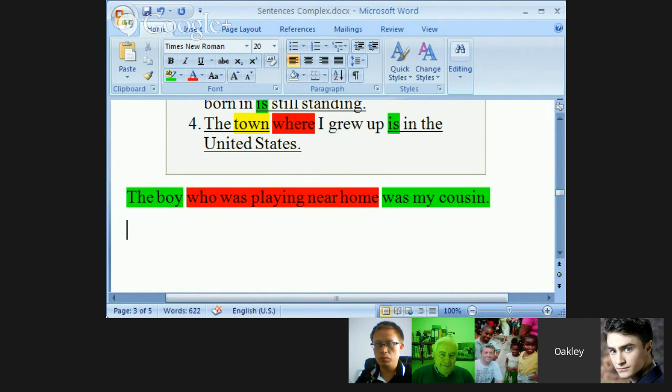Teacher, a question. In this sentence, now it's possible to say the boy who was playing near home is my cousin, because it seems that right now it's not his cousin. Yes, I know the tense. The sentence must be put in the same tense, but right now it's his cousin, no? What was your example sentence? Can you give it to me again? The boy who was playing near home is my cousin.